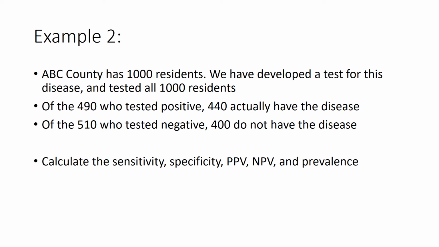Example 2. Very similar, but instead of NIM County, we have ABC County. They also have 1,000 residents, 490 tested positive, but only 440 of those actually have the disease. And of the 510 who tested negative, 400 do not have the disease. Calculate again the sensitivity, specificity, PPV, NPV, and prevalence.